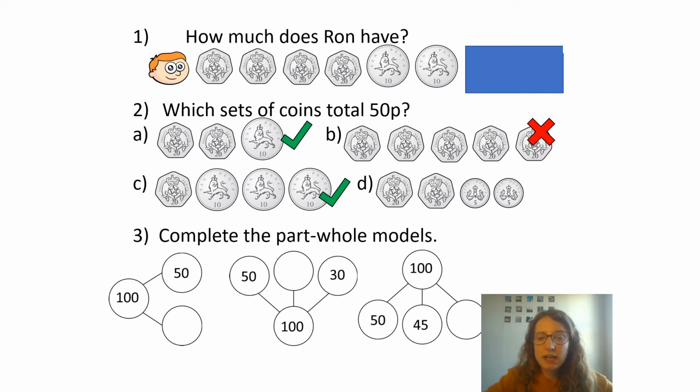So have a look at this last one, D. So we've got 20, 40, 45, 50. So 3 of them totaled 50 pence there. Well done if you found all 3.